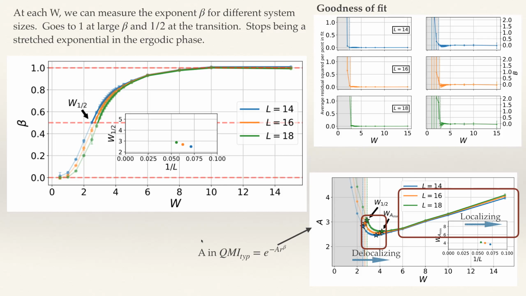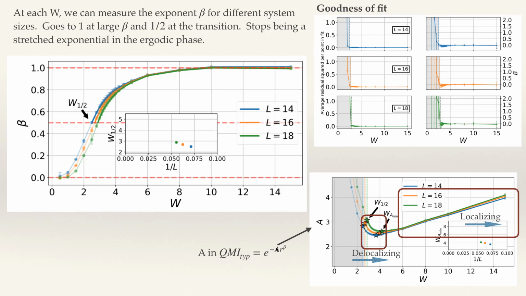This is the coefficient a. So this is e to the minus a, r to the beta. So as a gets bigger, the system localizes. So that's good. Over here, a is getting bigger. We're getting deeper in the MBL phase. The system is localized. That's what we expect. Here, a is getting smaller. The system must be delocalizing with respect to a.